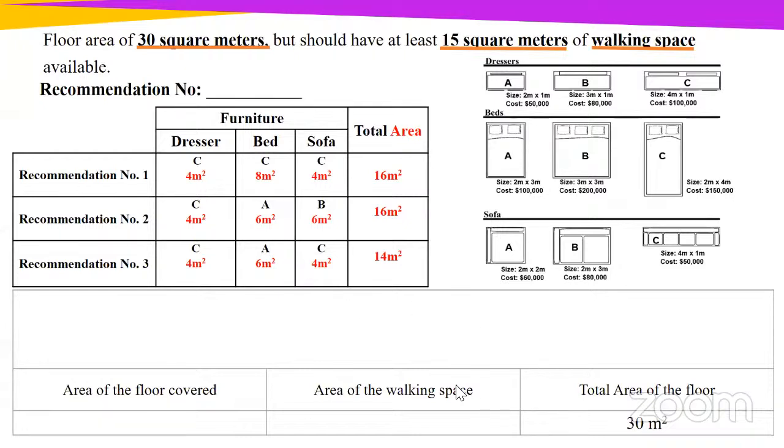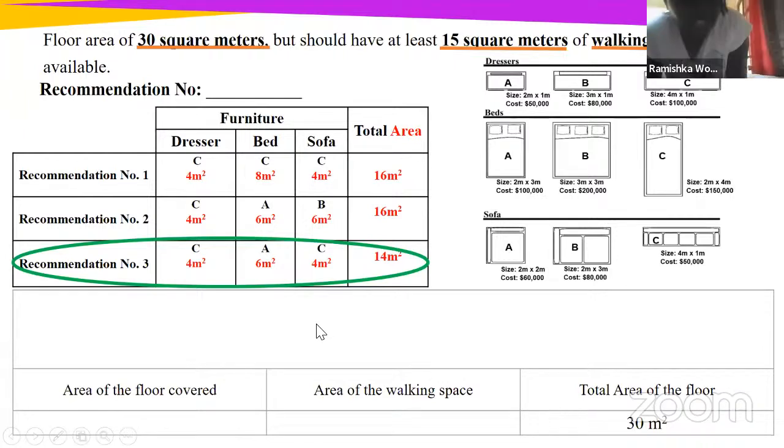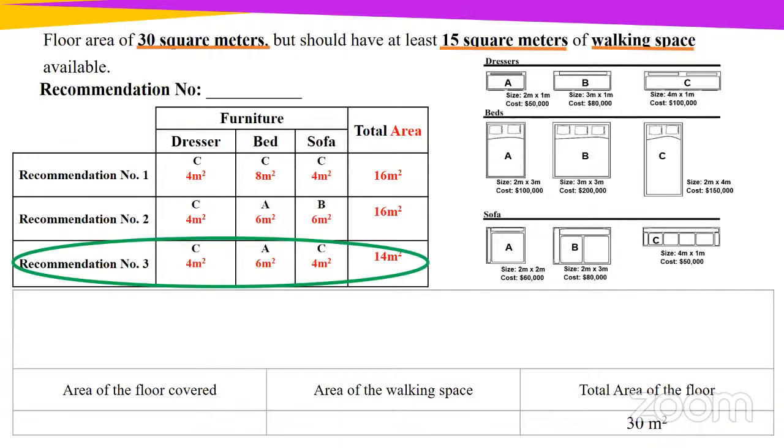So boys and girls, which of the recommendations would you agree would meet our criteria or would fit the condition? Miss, recommendation 3. Very good. And what is recommendation 3? What are the letters that we'll be choosing for recommendation 3? C, 4 meters. A, 6 meters. C, 4 meters, which is equal to 14 square meters. Very good.